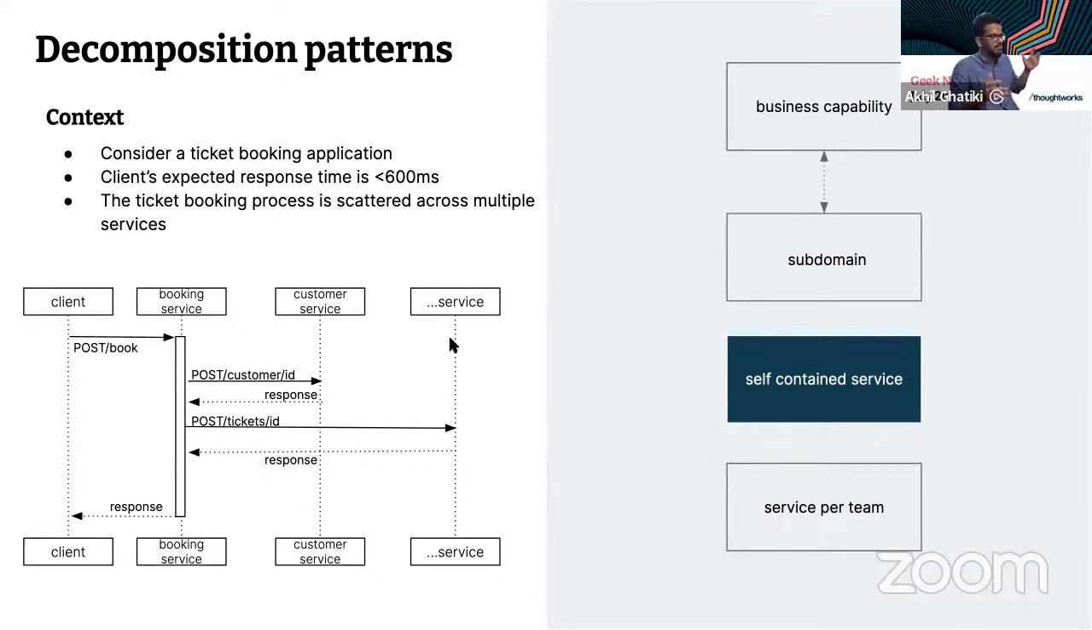So obviously, there's a high possibility that your response time will be much greater than 600 milliseconds. Another big concern is, what if one of these collaborating services is down, not available? How are you going to deal with this?